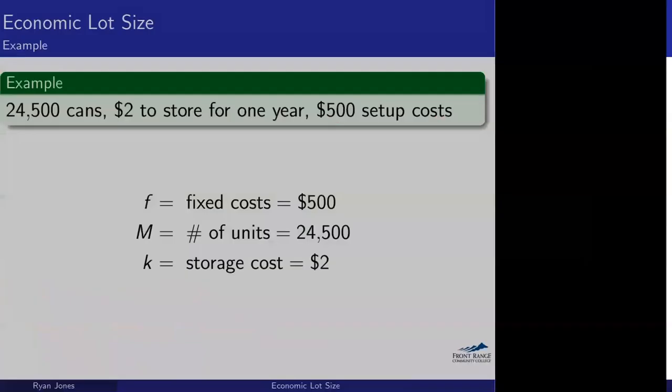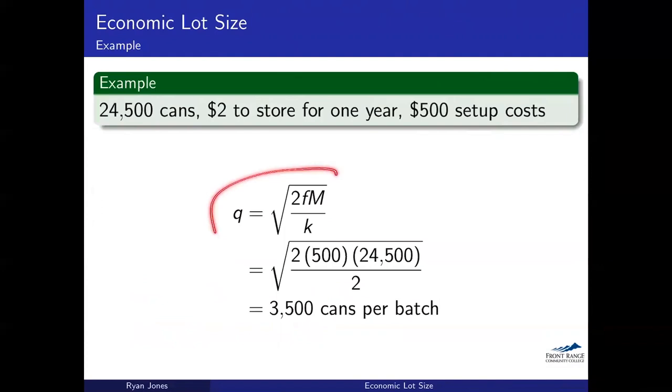We've got our economic lot size Q is the square root of 2FM over K. And we stated that F was 500, M was 24,500, and K was 2. We work this out, we do the division, we get 3,500 cans, and that's per batch. So this is 3,500 cans of paint per batch. Remember, Q is per batch, M is over the course of the year. So we need to do 3,500 cans per batch.